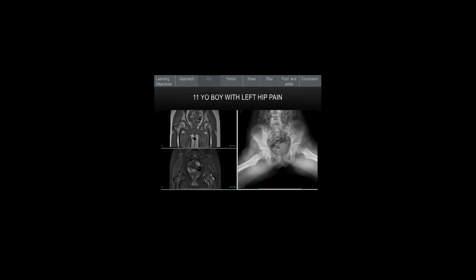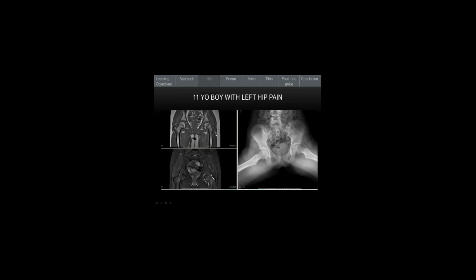So if you look at the right hip on the x-ray, you can see that the femoral head, the epiphysis, is almost like an ice cream cone, or like a scoop of ice cream sitting on an ice cream cone. If you look at the affected side, it almost looks like that scoop of ice cream is falling off. And there is an abnormal alignment between the femoral neck and the femoral epiphysis or femoral head.